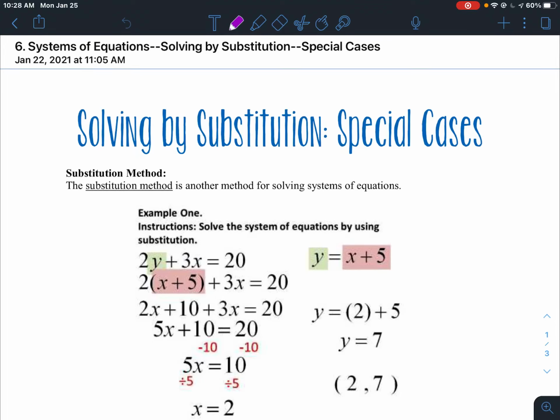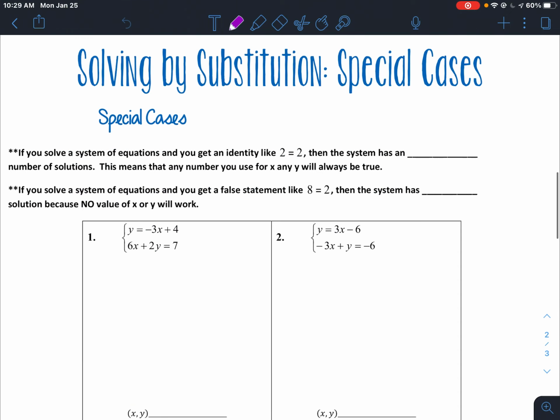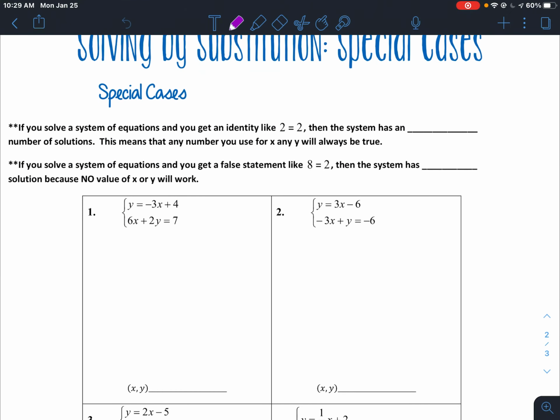So today we are on systems of equations, solving by substitution yet again, but looking at special cases. So this first page is the same exact note sheet that you'll see on the solving by substitution notes worksheet. So I won't be going through that. There are a couple new notes on here for specifically special cases.